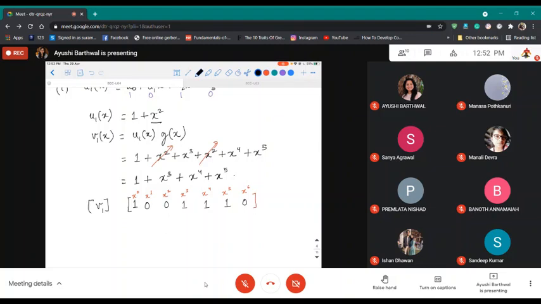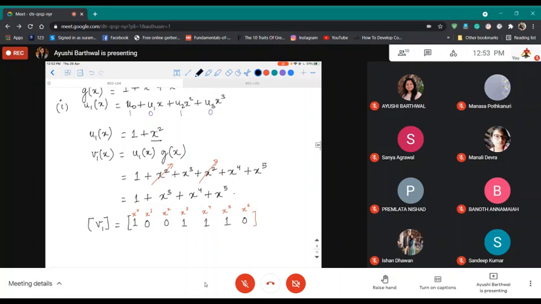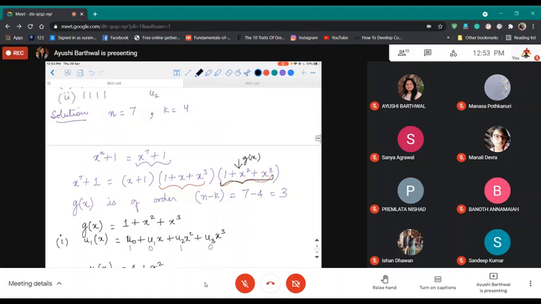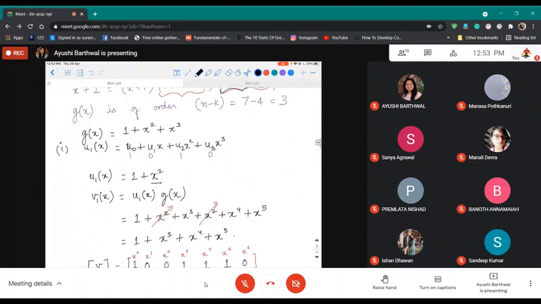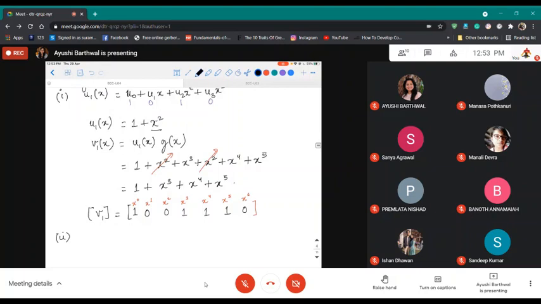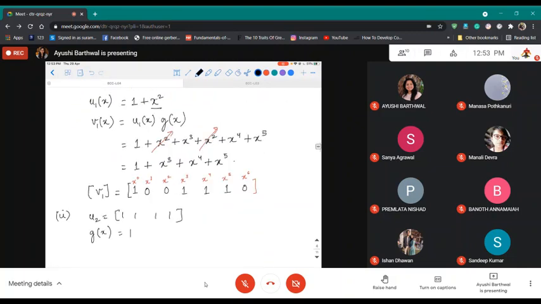So this is your final code vector which is generated by the data word 1010. Now please find out the vector for the second data word 1111. So u2 is 1111 and we are taking gx as 1 plus x square plus x cube. Find the value of vx. Do it yourself.